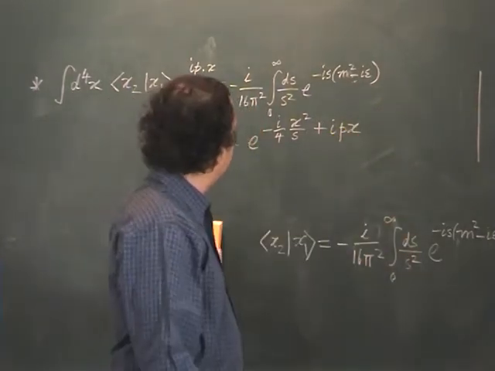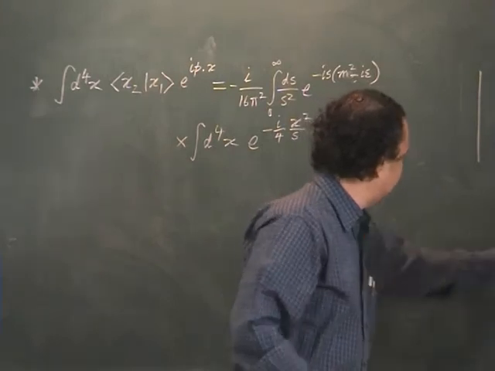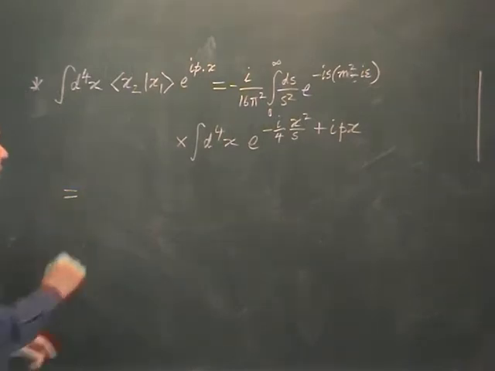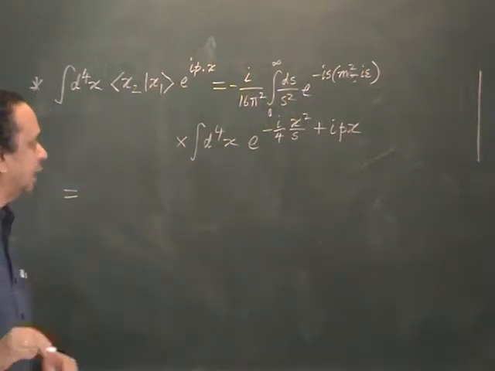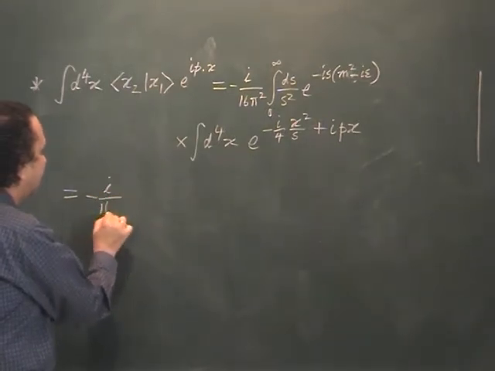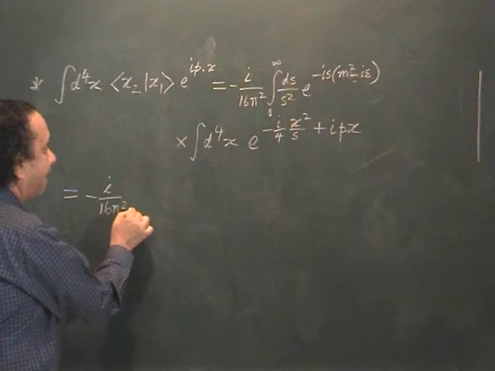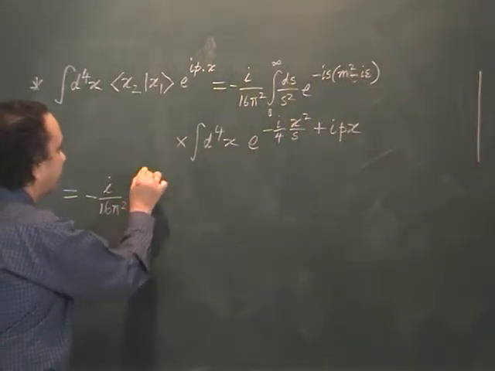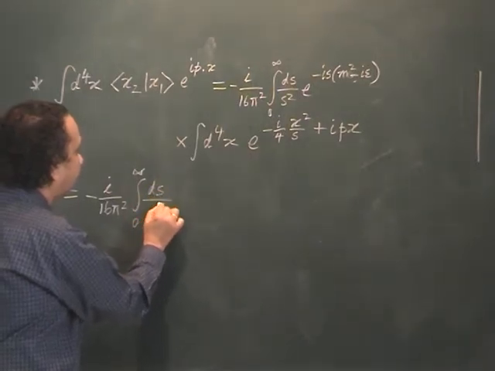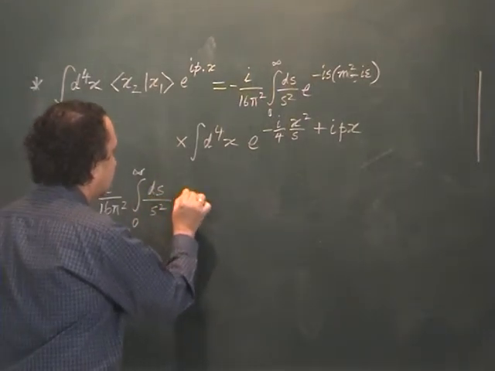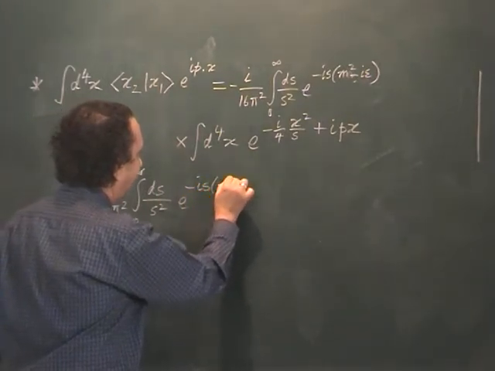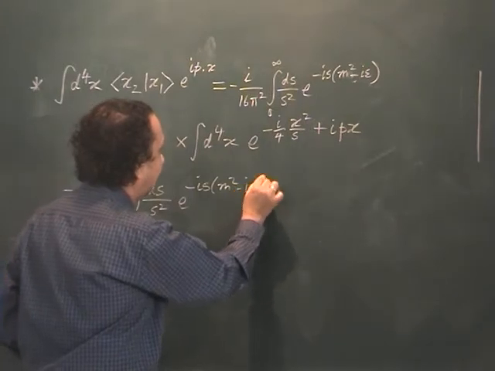Now let me rub it down. If we need this expression, we will just put it back. So what is this integral? This is our usual Gaussian, so we might as well write it down. It is i over 16 pi square, integral 0 to infinity, ds upon s square, e to the minus i s times m square minus i epsilon.